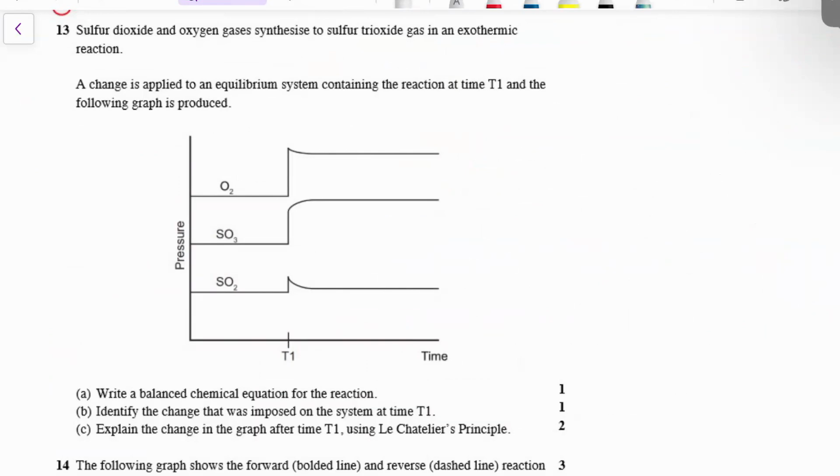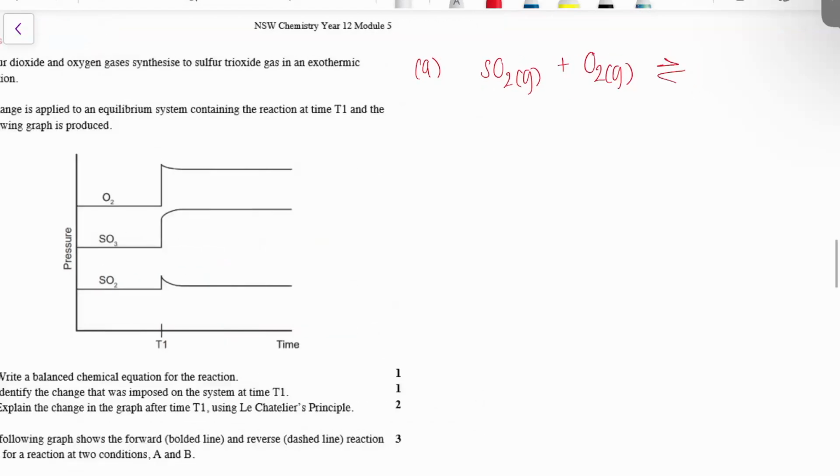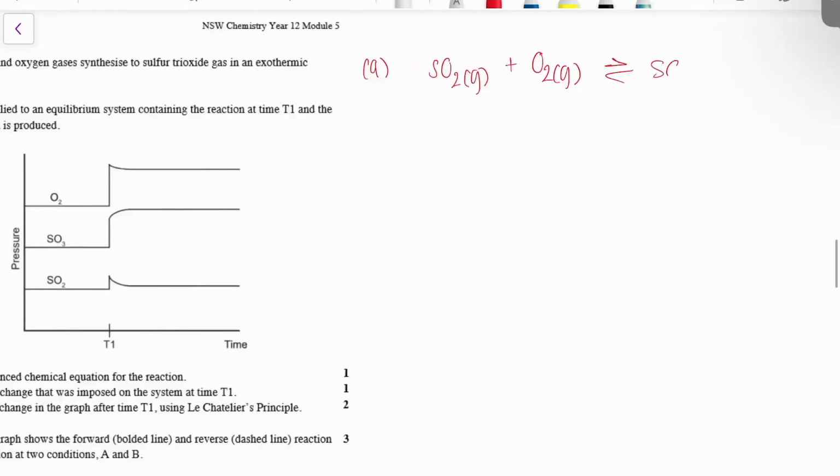Okay, question 13. Sulfur dioxide and oxygen gases synthesize to produce sulfur trioxide gas in an exothermic reaction. A change was applied to the equilibrium system containing the reaction at time T1, producing this graph. A, write a balanced chemical equation for the reaction. We're synthesizing sulfur dioxide and oxygen. What's the formula for sulfur dioxide? SO2, and oxygen is O2, and they told us that synthesizes to make sulfur trioxide, which is SO3.